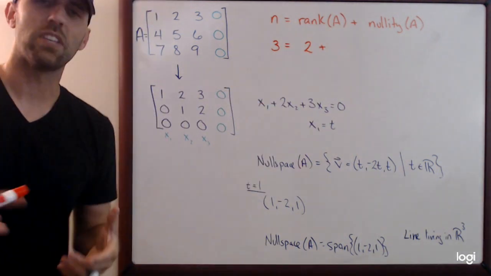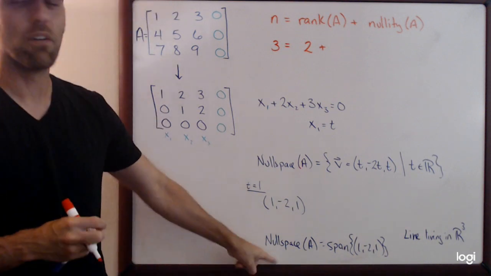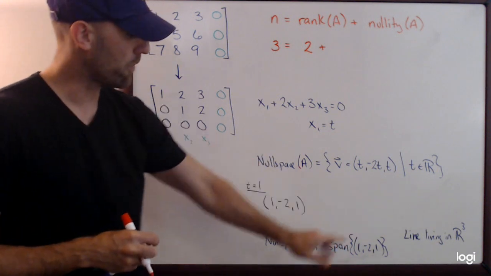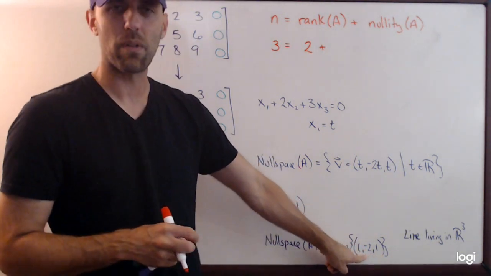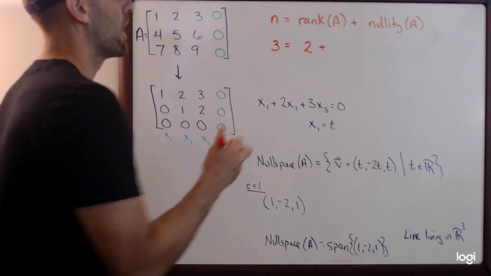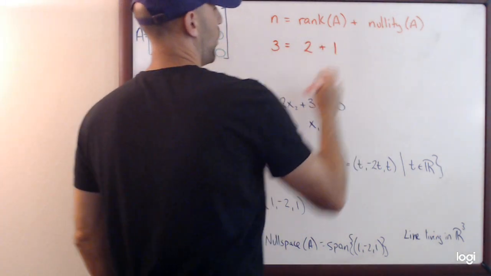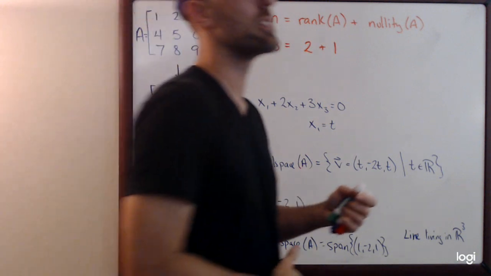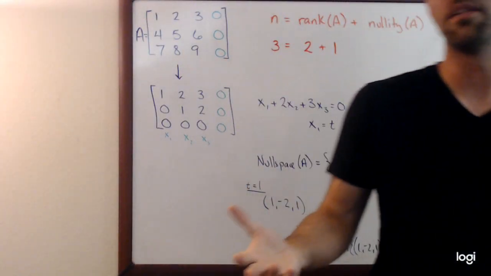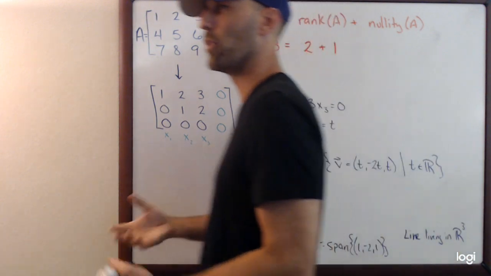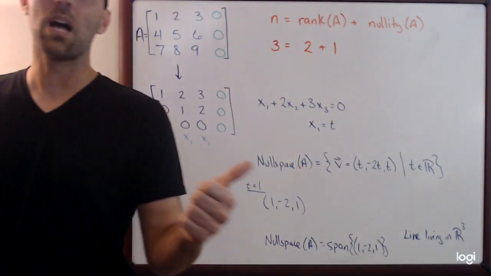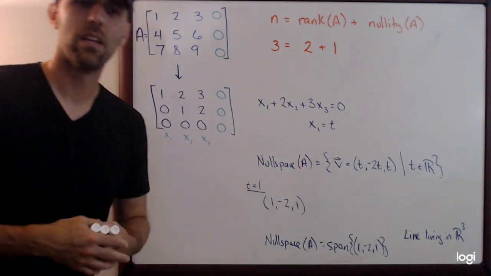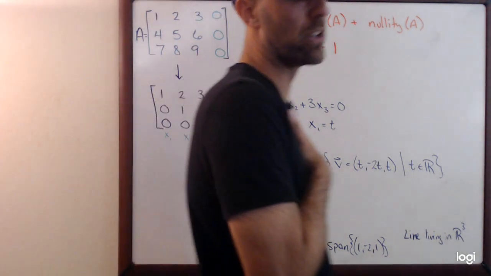But the nullity is just the dimension of the null space, which we already knew, right? When we solved this, we saw that it was one-dimensional because I only got one basis vector. Okay? So the nullity is 1. And that's all the rank nullity theorem says. The rank nullity theorem says that the number of columns for any given matrix is always equal to its rank plus the dimension of its null space. That's it.